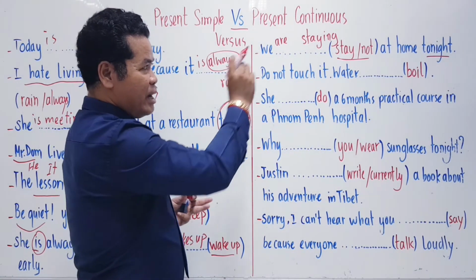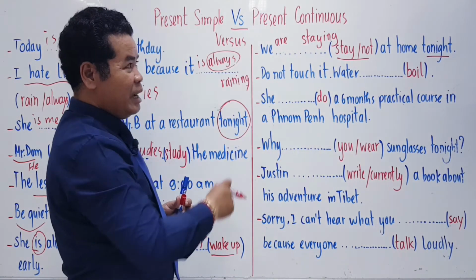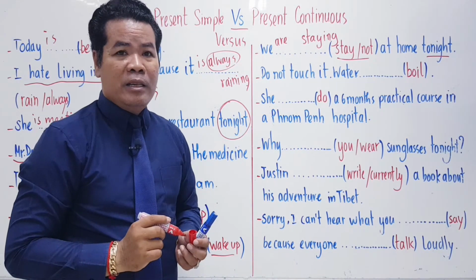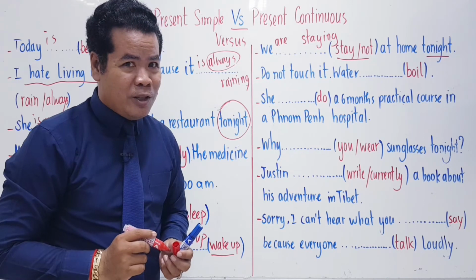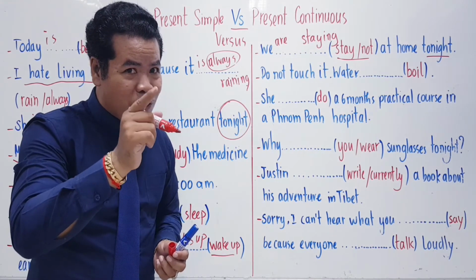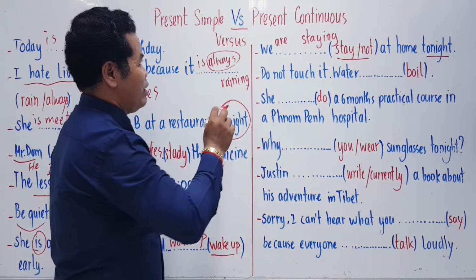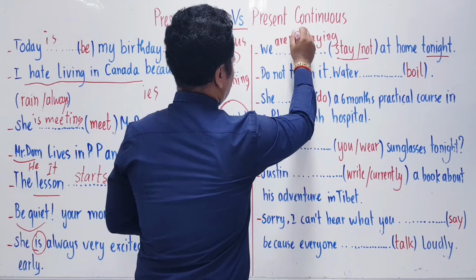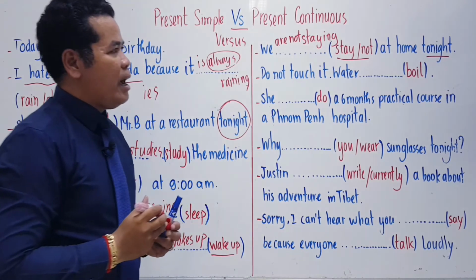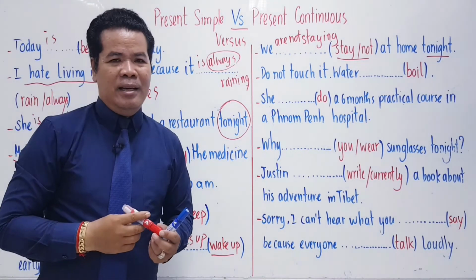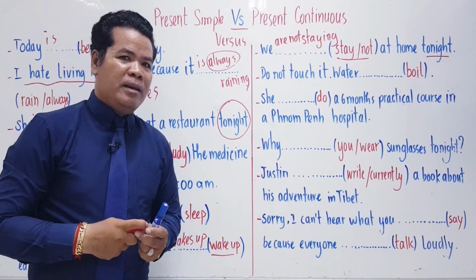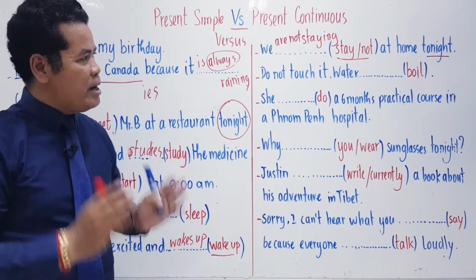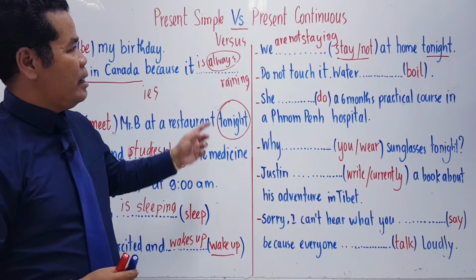So when it is a negative, look at the form. Is it the right form of negative present progressive? It's not the right form. So we have to make it the right form. Okay? So what do you say? We are not staying at home tonight. This is the perfect sentence. Okay? The right sentence. Look at another example.